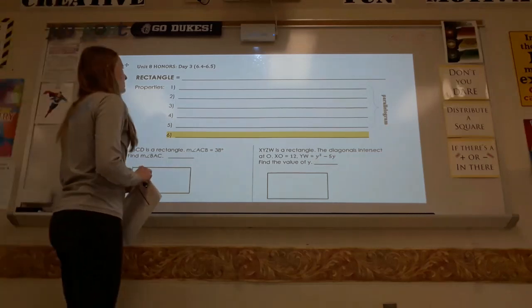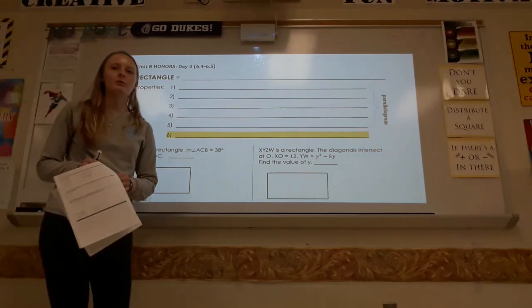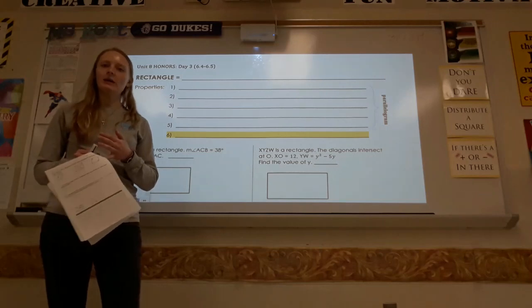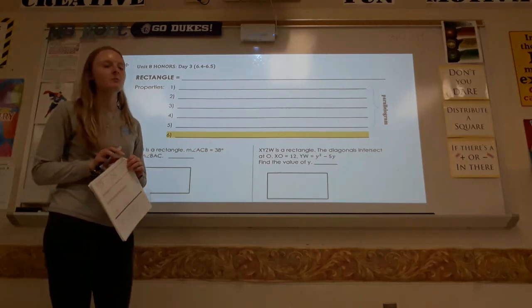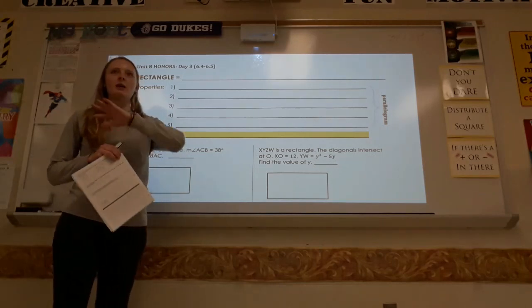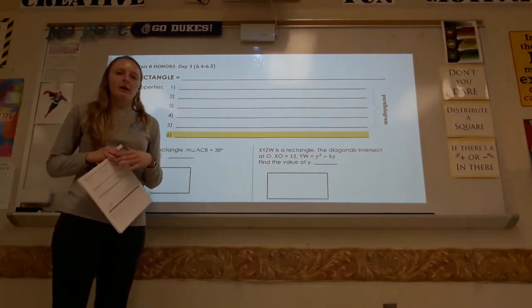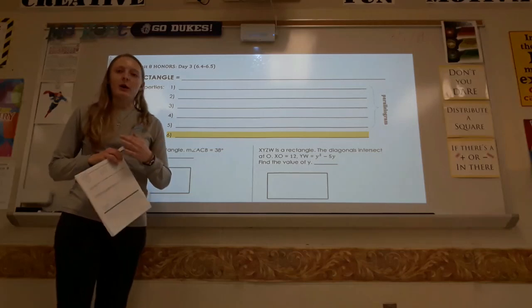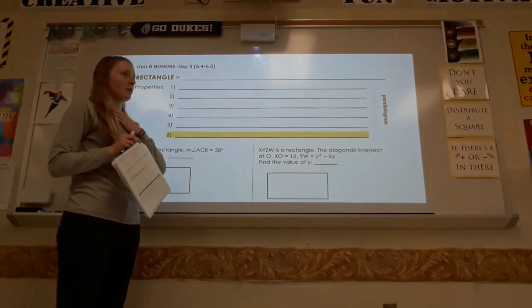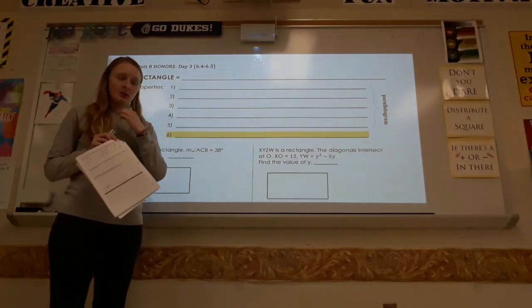All right, for lesson 3, we're going to carry through with our lesson 2 idea. On lesson 2, we talked about parallelograms. Parallelogram is a broad description of quadrilaterals that have two pairs of parallel sides, and we learned about their properties. Today, we're going to be talking about 3 specific types of parallelograms.